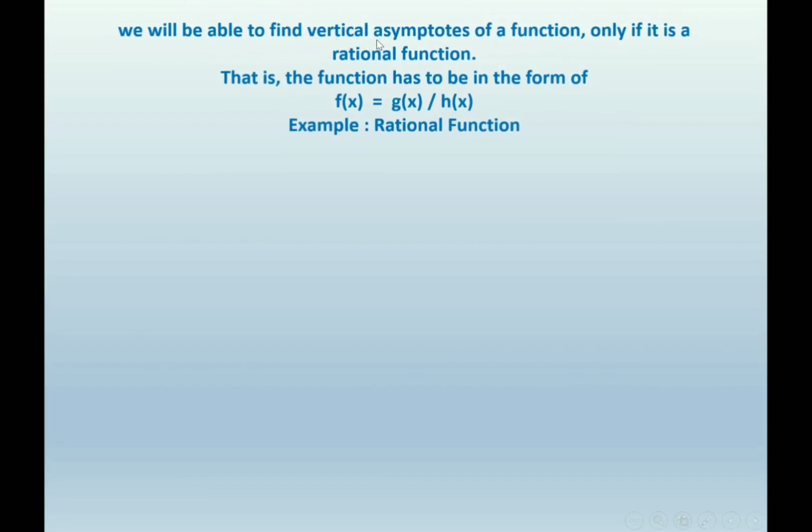We will be able to find vertical asymptotes of a function only if it is a rational function, otherwise we can't. That is, the function has to be in the form of f of x equals g of x over h of x. Let's have an example of this rational function.